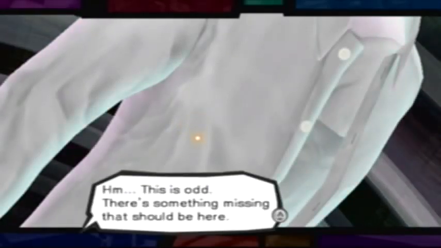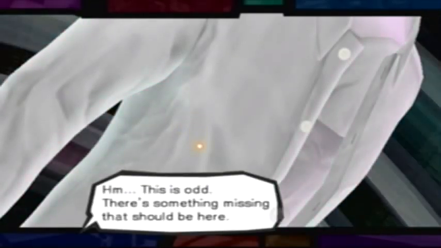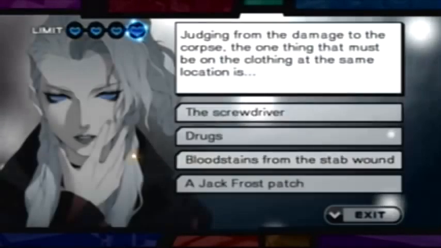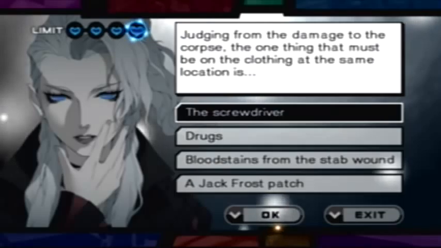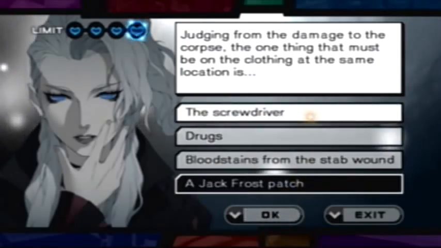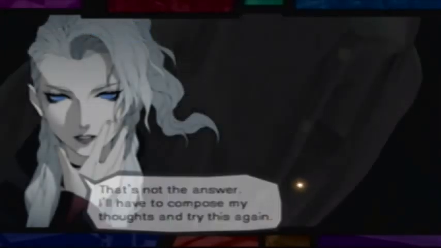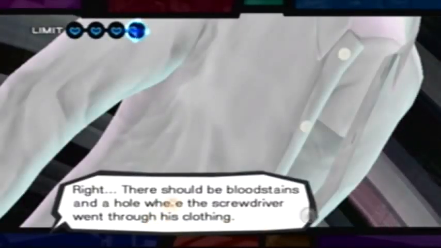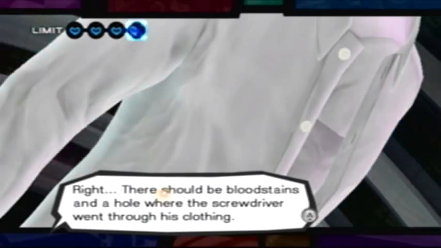This is odd. There's something missing that should be here. If the puncture wound in the abdomen is the true cause of death... How could I do that? Right. There should be blood stains and a hole where the screwdriver went through his clothing.